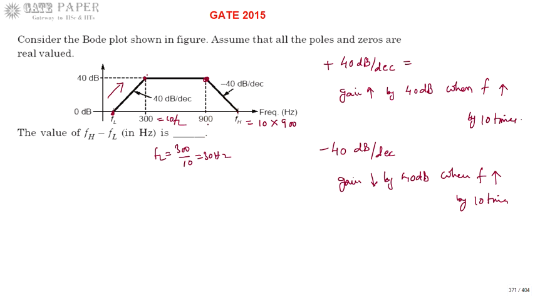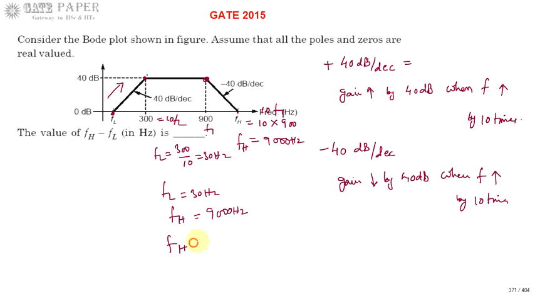So if you are observing, this is F1. At that point this will become 10 times F1. That F1 is nothing but 900, so it will become 9000 hertz. That is FH. So FL is 30 hertz and FH is 9000 hertz.